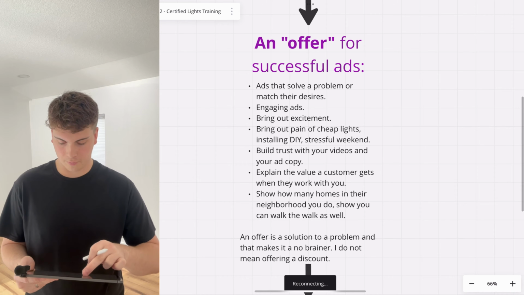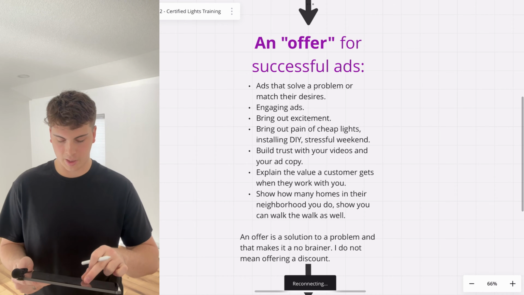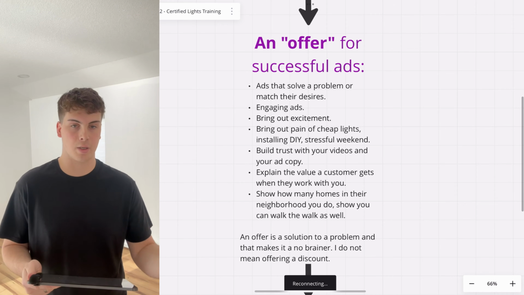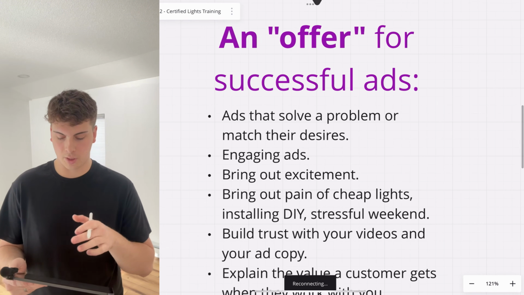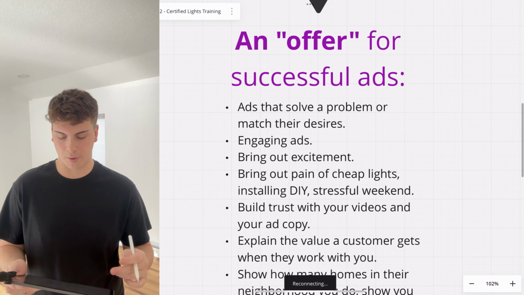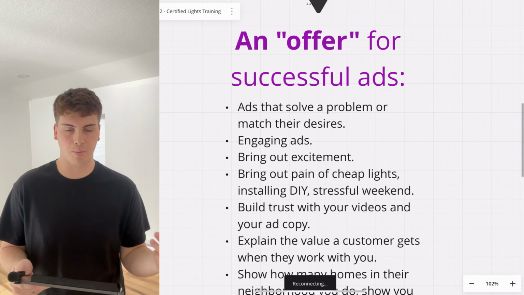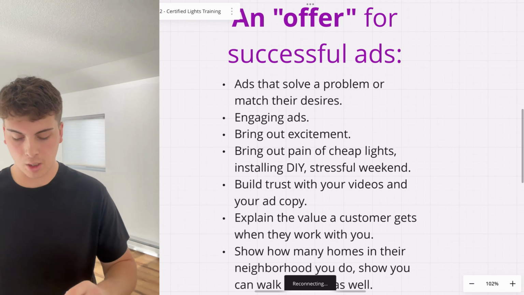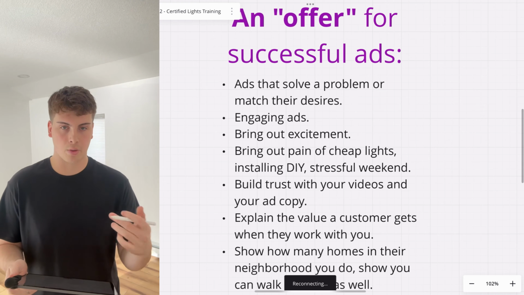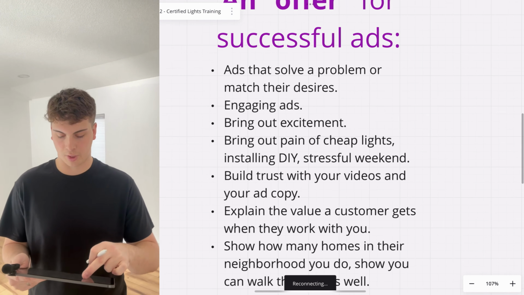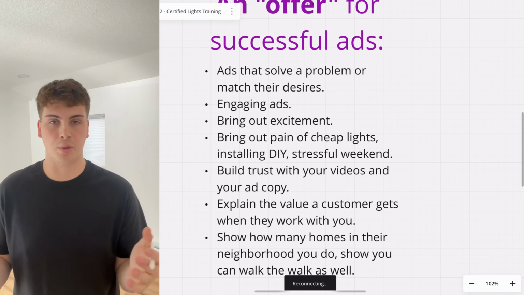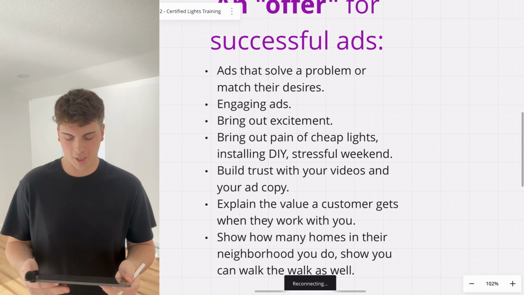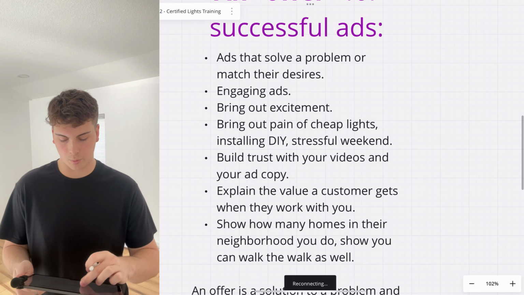First things first, you need ads that obviously solve a problem and match a desire. So that's going to be part of your offer. Obviously, you need engaging ads. Obviously, this offer needs to bring out excitement. It also needs to talk about the pain point of their current situation. That could be dealing with cheap lights when they're installing them by themselves. This could be a stressful weekend, and obviously lights that just burn out, right? Having people deal with cheap lights is not fun. So that's definitely something you want to talk about.